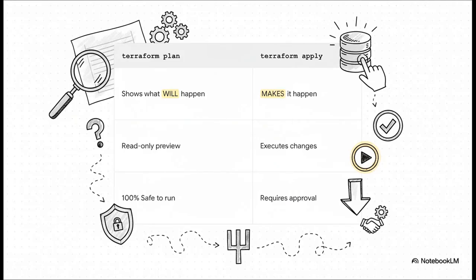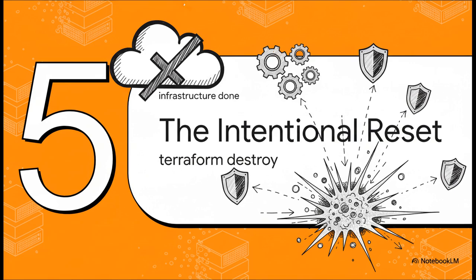So if you remember just one thing from all this, let it be this difference. Plan is your read-only preview. It shows you what will happen. Apply is your go button. It makes it happen, but only after you give it that final yes. One is for seeing, the other is for doing. Simple as that. So, we've built our infrastructure. It's running, it's working great. But what happens when we're done with it? This is where the destroy command comes in. And just like apply, this powerful sounding command is wrapped in all those same layers of safety and intention.